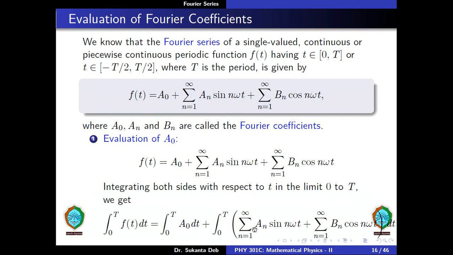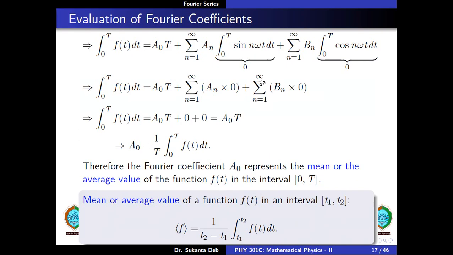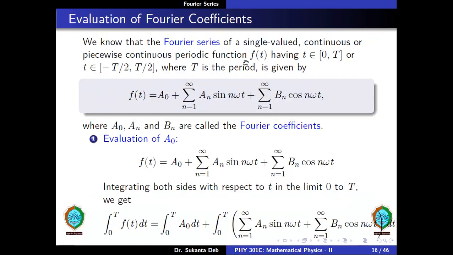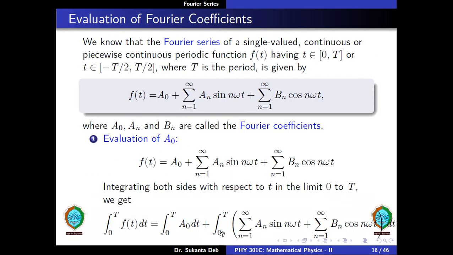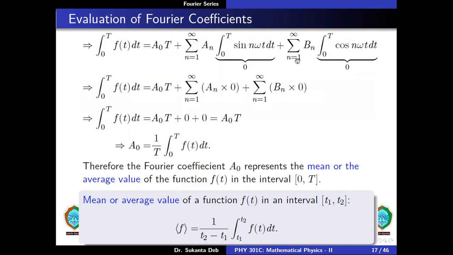Now this integral will act only on the functions containing t, which is sine of n omega t. So this integral will act only on the function containing the t variable. So we can write down this expression as this, plus the next expression, which is this one. So the integral of this can be written as summation over n is equal to 1 to infinity bn integral from 0 to capital T cos of n omega t dt.